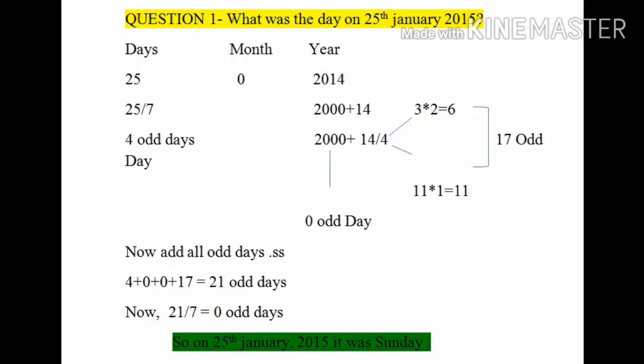Now we sum up all the odd days which we get. 4 plus 0 plus 0 plus 17, which totals 21 odd days. Now 21 is divided by 7 because every week has 7 days. So we divide it by 7, by which we get 0 odd days because 21 is a multiple of 7. So there are no remaining odd days. That's why on 25th January 2015 it was Sunday.